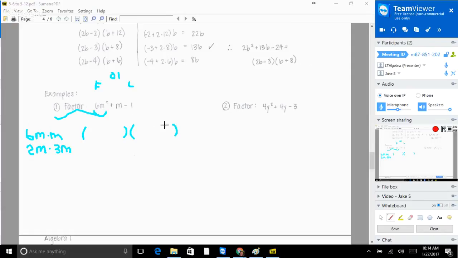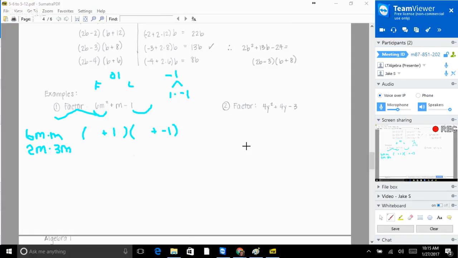So we've got to figure that out. So we have to look at the first term and we have to look at the last term. Our last term is -1. And that's easy because there's really only two possibilities, or really one possibility, right? It's 1 times -1. That's the only way to make a -1 last term. So we know that one of these is going to have to be 1, and one of these is going to have to be -1. But now we have to figure out, okay, do I want to use 6m times m here, or do I want to use 2m times 3m?